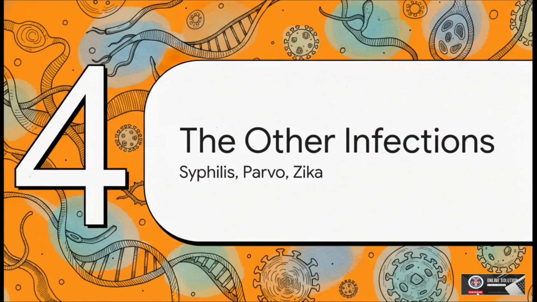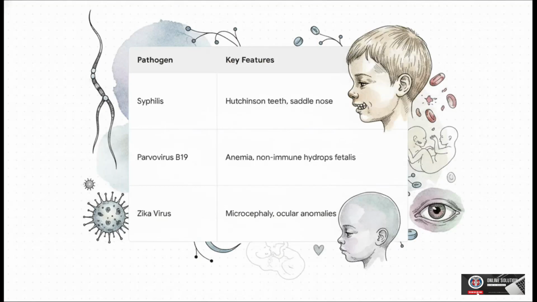Section 4, the other infections. We're talking syphilis, parvo, and Zika. So we're going to look at the modern additions, grouped under the O in TORCH. These are pathogens that have increasingly stolen the spotlight in perinatal medicine. Here are your rapid-fire high-yield associations.